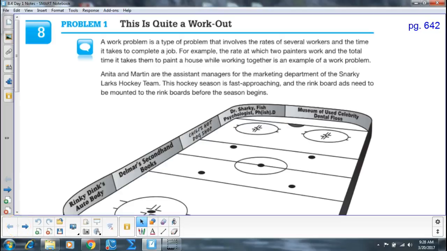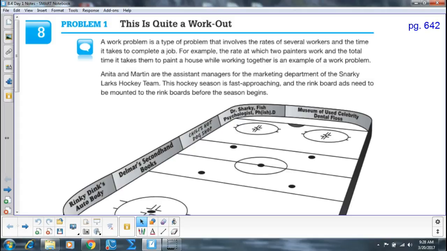So one of the things we're going to be doing all this week, test is on Friday of this week, by the way, is application problems of solving rational functions. Okay? So one of the application type problems is something called a work problem.